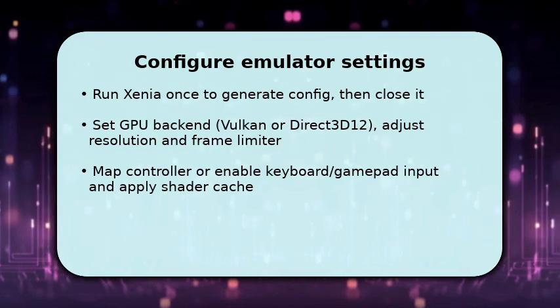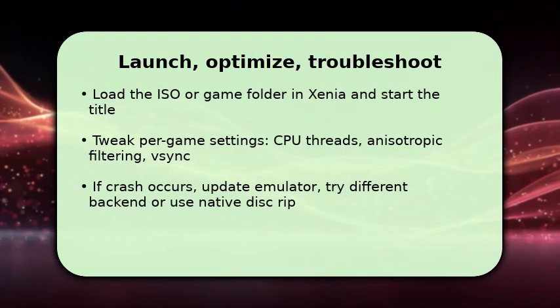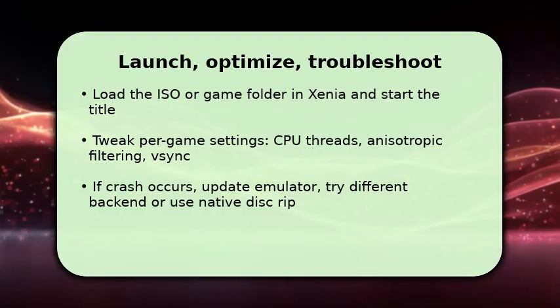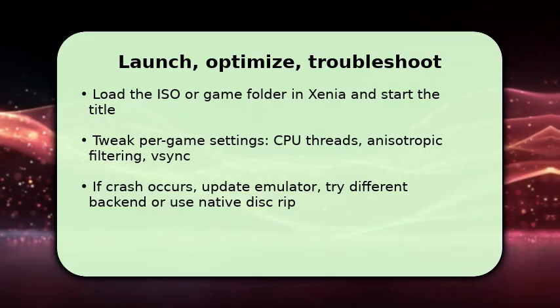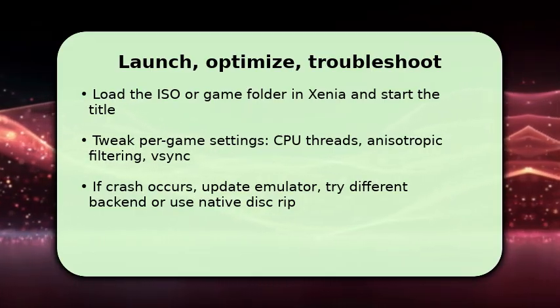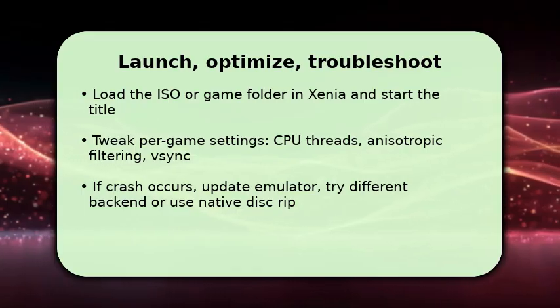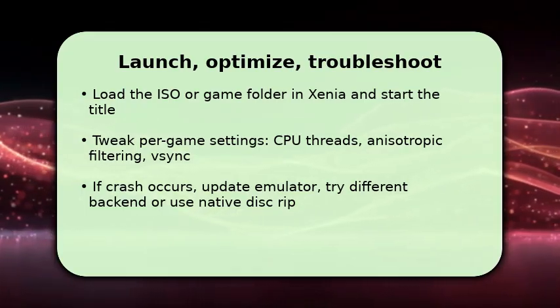Load the ISO or the extracted game folder in Xenia and press Start. Expect initial shader stutter as caches build. If performance is low, lower internal resolution or limit CPU threads, and toggle VSync or anisotropic filtering to remove tearing.